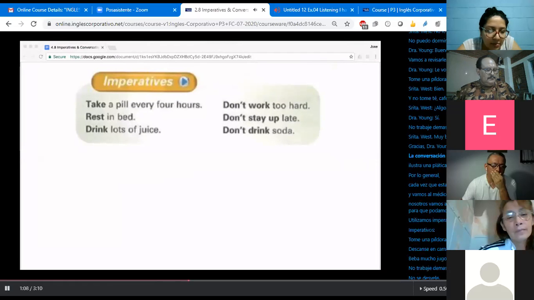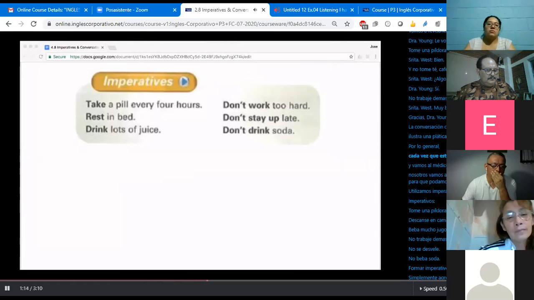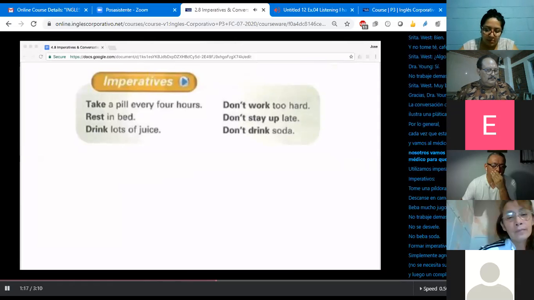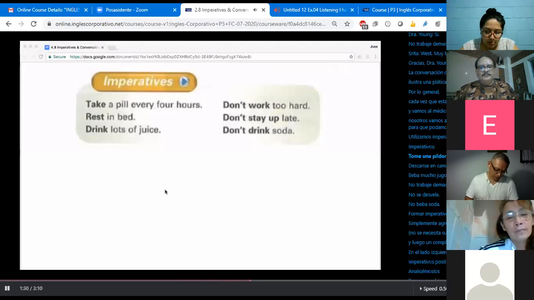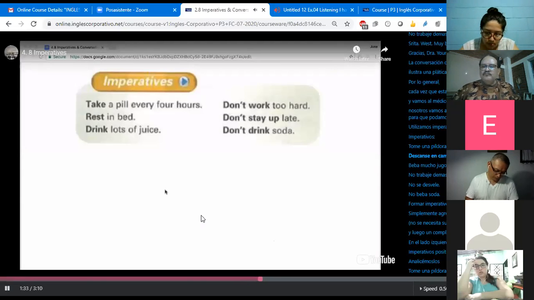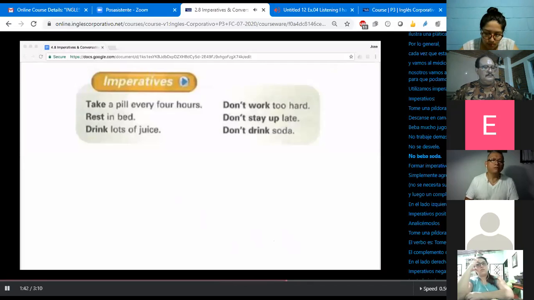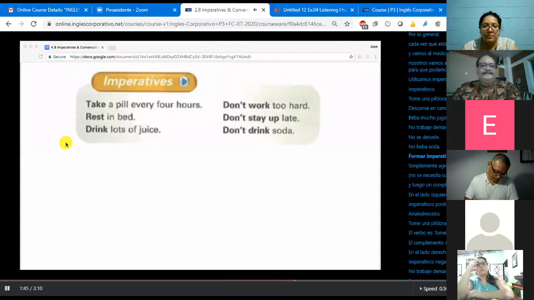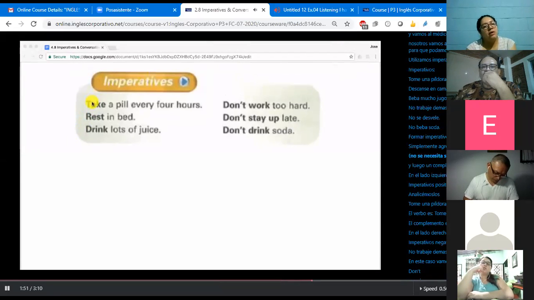The conversation that we just heard illustrates a conversation between a doctor and a patient. Typically, whenever we are sick and we go to the doctor, we're going to receive instructions from the doctor so that we can get better. We use imperatives to give instructions. Imperatives. Take a pill every 4 hours. Rest in bed. Drink lots of juice. Don't work too hard. Don't stay up late. Don't drink soda. To form imperatives is very simple. Just add the verb, no subject is necessary, then a complement.